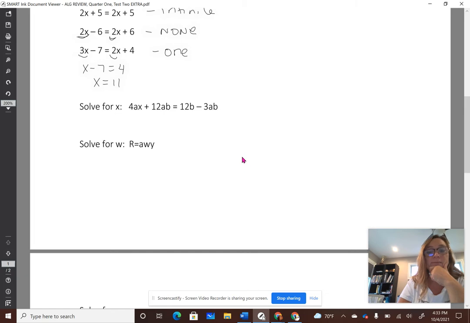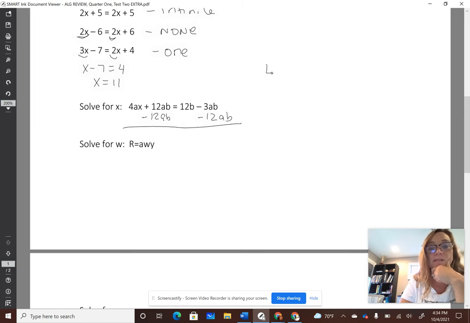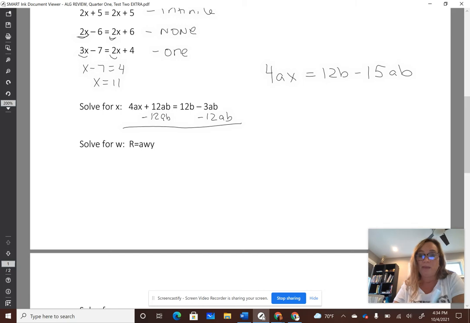All right, solve for x. So I'm going to subtract the 12ab. And that's going to give me 4ax is equal to 12b minus 15ab. So you'll see how I wrote the ABs with the ABs because you can only add or subtract like terms. So ABs are like ABs. Okay, and now I'm going to divide by 4a.